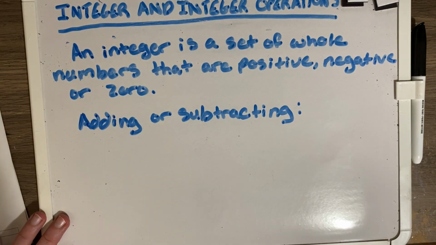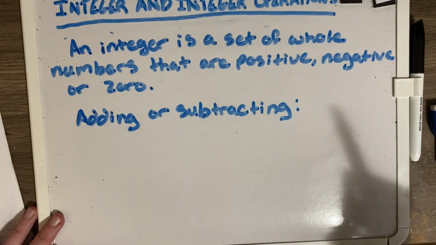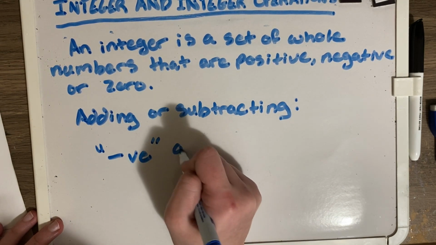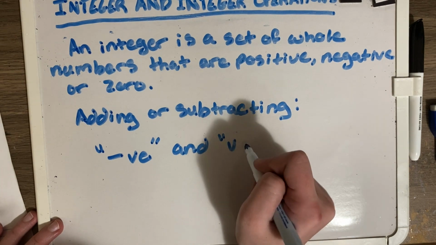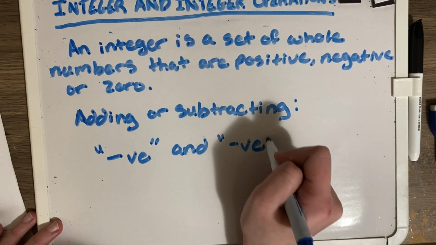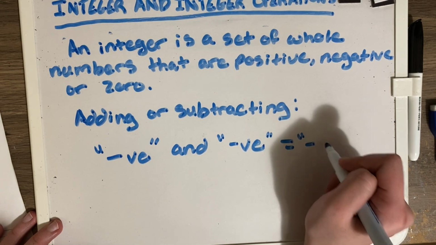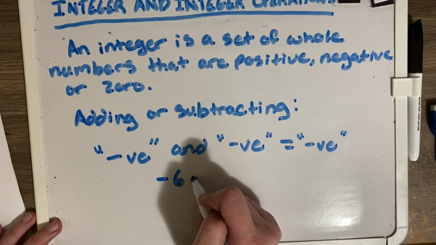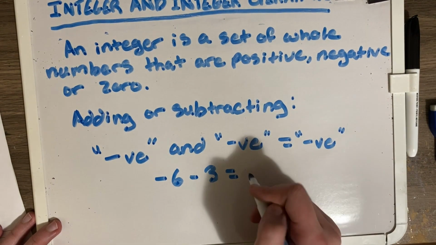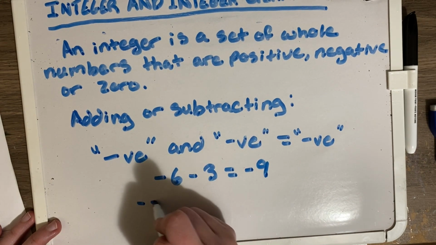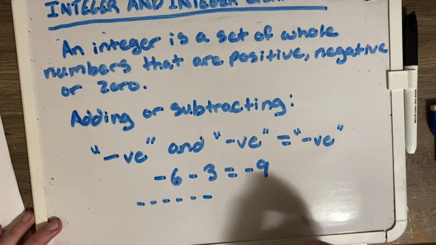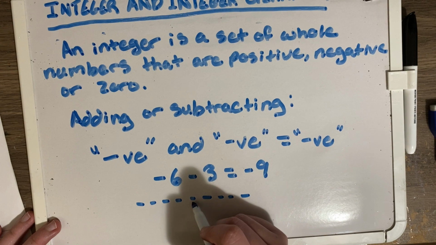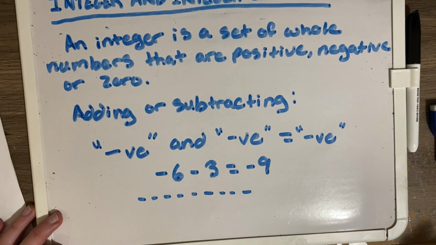The second rule when combining integers is when you have a negative number and another negative number, the answer is also going to be negative. For example, if we've got negative 6 minus 3, we're going to get negative 9, because if we have 6 negatives and we add 3 more negatives, we count them 1, 2, 3, 4, 5, 6, 7, 8, 9, it's going to be negative 9.